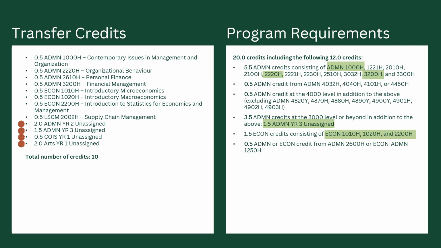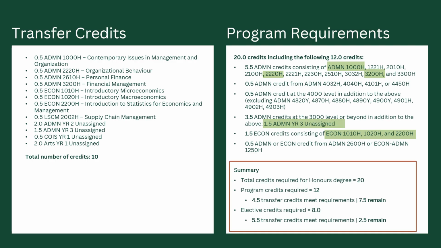I've included a summary here of how transfer credits can be applied to both the program requirements and the elective requirements. Out of the 10 transfer credits in this example, 4.5 can be applied to the program requirements, and 5.5 can be applied to the elective requirements. This means that in this example, the student has 7.5 program requirements left to complete and 2.5 elective credits to complete while at Trent.